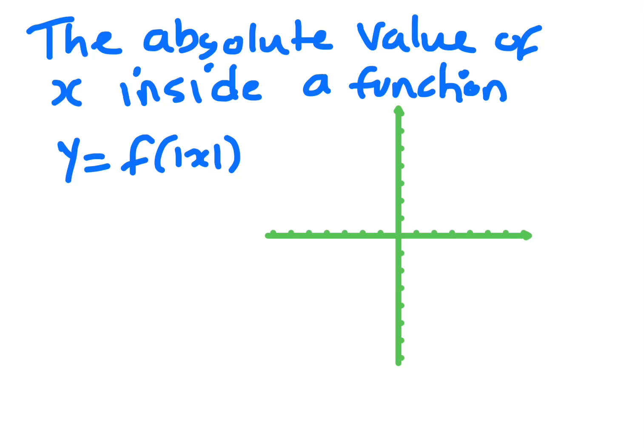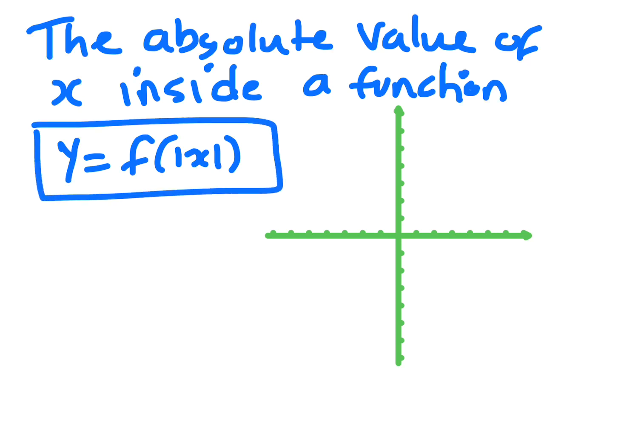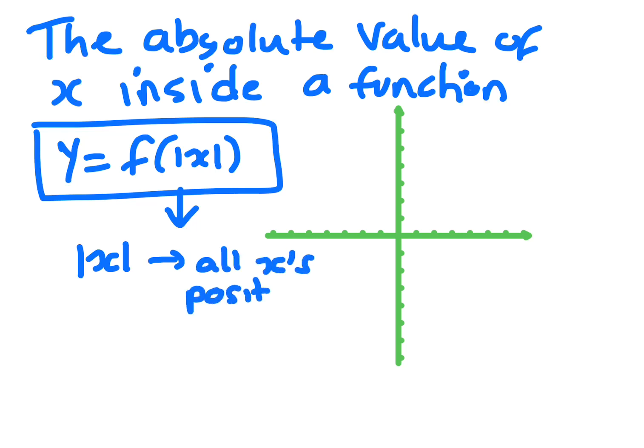This is just to run through the absolute value of x inside a function. So y equals f of the absolute value of x. Now, what this function is actually doing, when you take the absolute value of x, that means you're subbing the x's in and making all the x's positive before you sub into your function.